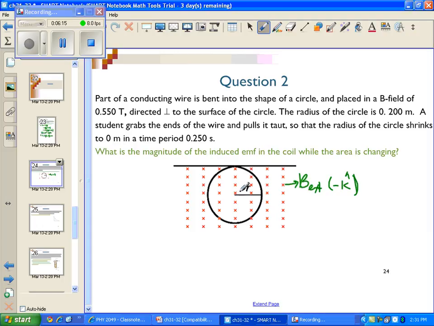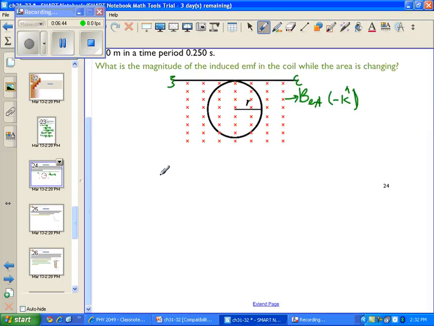So let's find out what is going to change in time. Well, we're told that the radius of this circle is 0.2 meters, but a student is going to grab each end of the straight part and pull it taut so that the radius will shrink to 0. And it's going to take 1/4 of a second for that change to occur. So in this case, it is the area which is changing in time, that is, the area that's exposed to this external magnetic field.